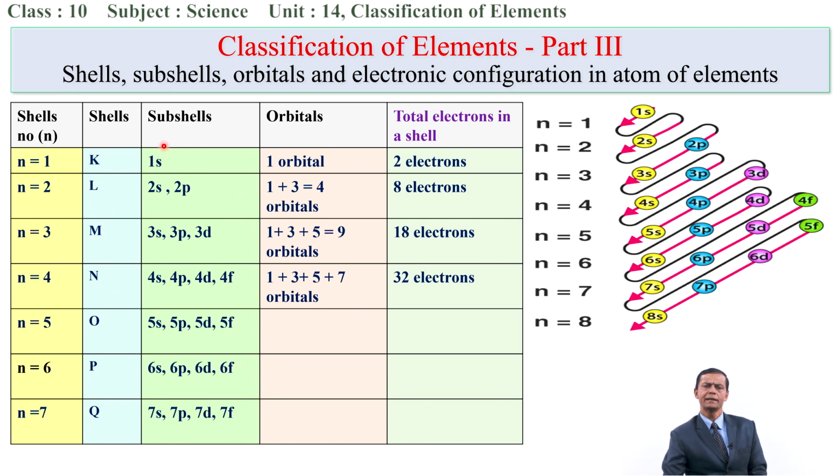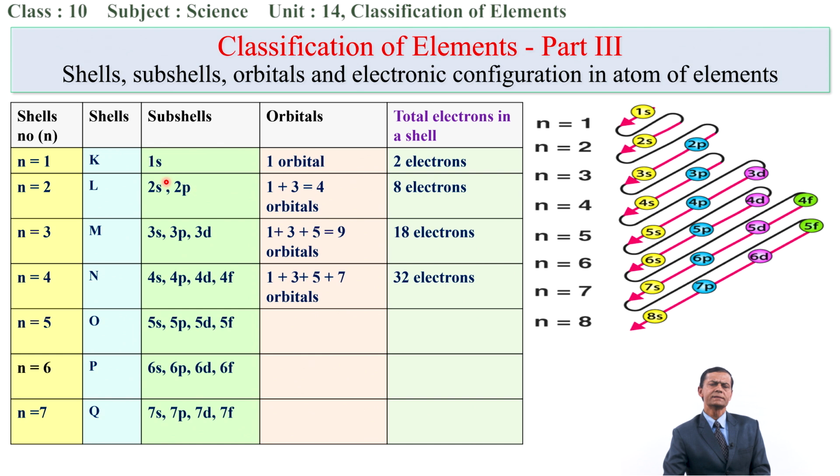And within the shell, look here, subshells. In K there is the 1s subshell, where 1 represents the shell number, the value of n, the principal quantum number, that is n equal to 1. And the L shell contains 2s and 2p. These are subshells. And remember, M has 3s, 3p, 3d. Similarly, N has 4s, 4p, 4d, 4f and so on.